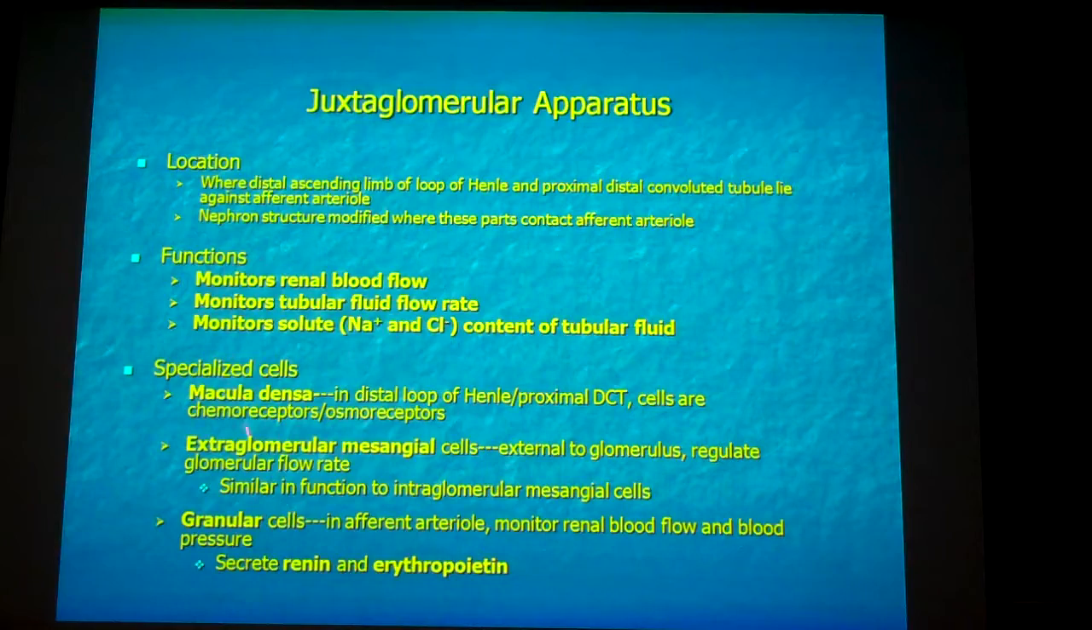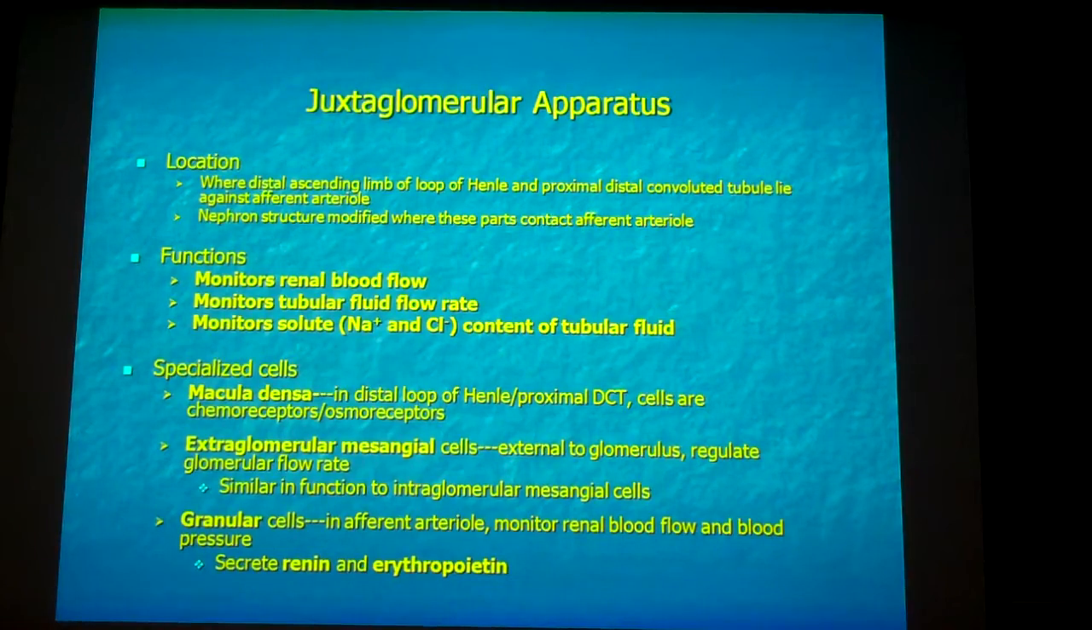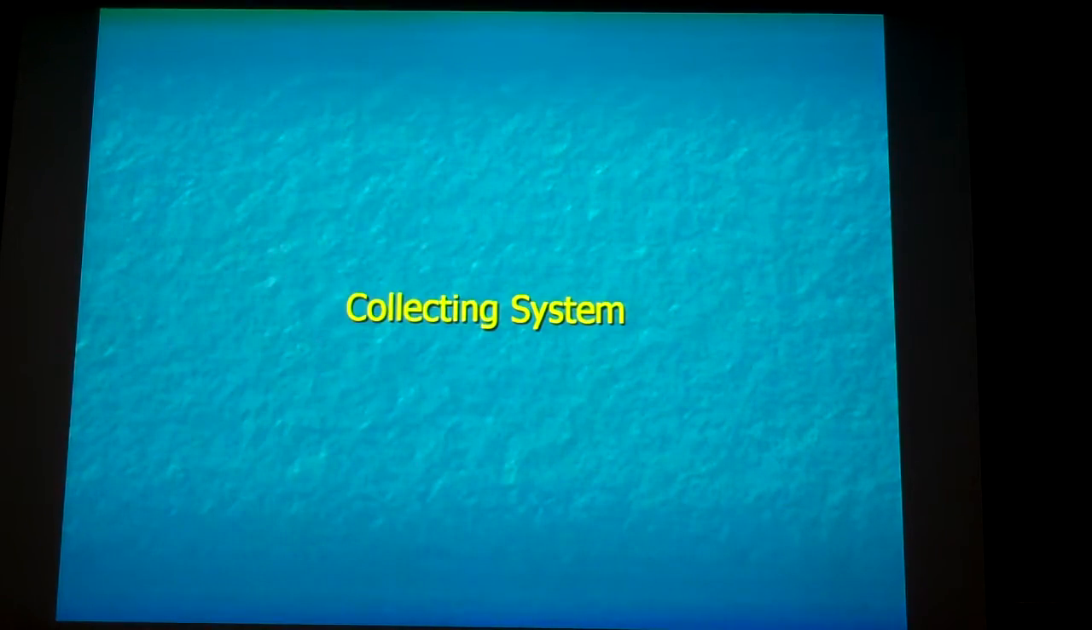Okay. So that's what these macula densa cells are. These mesangial cells, we said, some of them are inside the capsule, some are external to the glomerulus, but they have the ability to regulate the glomerular flow rate because they can squeeze down on the arteriole or they can relax and let more blood flow in. The granular cells, as I mentioned, secrete renin and erythropoietin.